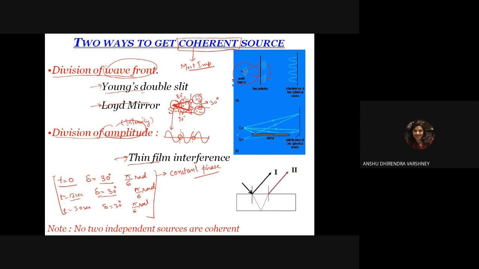And the Lloyd mirror is like this. We take a mirror, and just slightly above it, somewhere here, we place a source, and the image of the source forms as the second source. So basically, since we are using a mirror, the intensity remains unchanged but the wavefront is divided. Okay, so we have two examples for coherent sources: division of wavefront, and an example from the division of amplitude, a thin film.